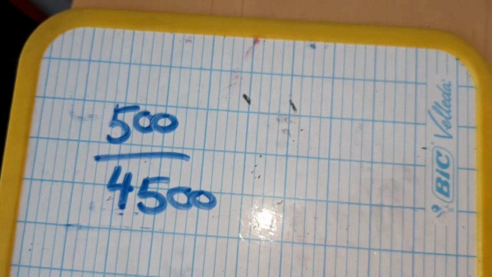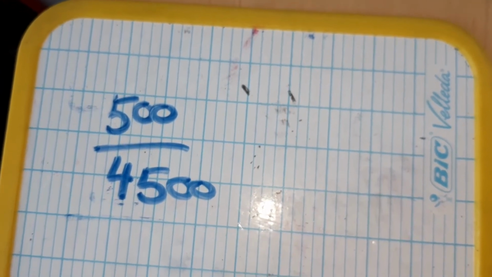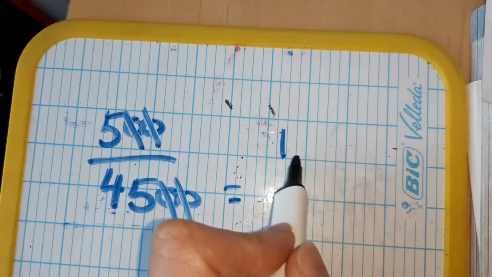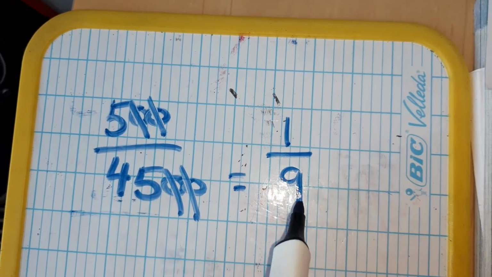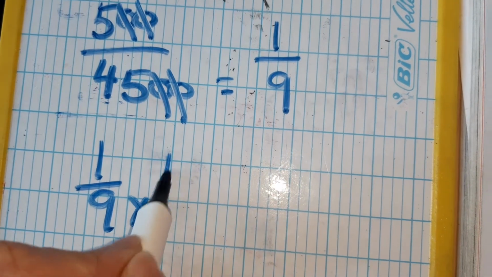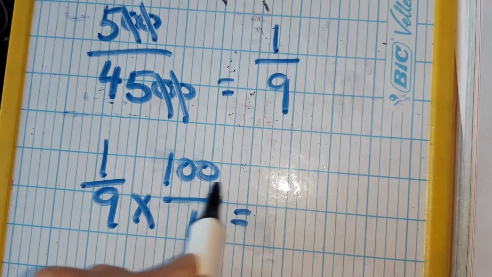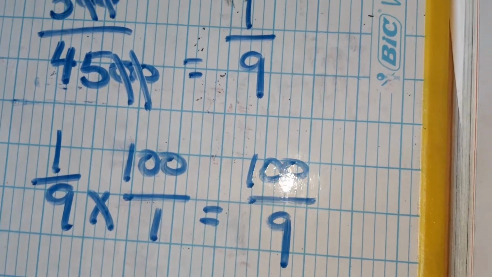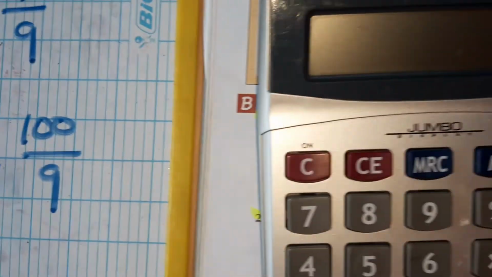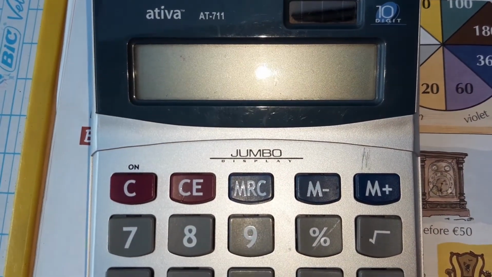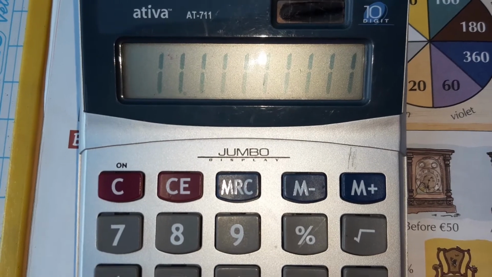So that's the profit over the cost price, so you can get rid of those zeros there. So you're ending up with 5 out of 45. 5 into 5 goes once, 5 into 45 goes 9 times. So you're left with 1/9. So 1/9 times 100 over 1, which is 100, and 9 ones are 9. So 100 divided by 9. If you do that there, 100 divided by 9 equals 11.11111.